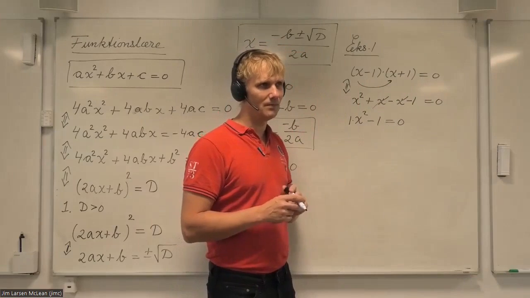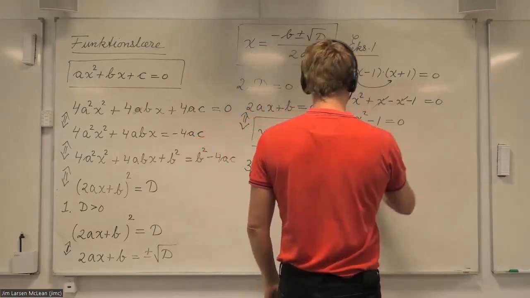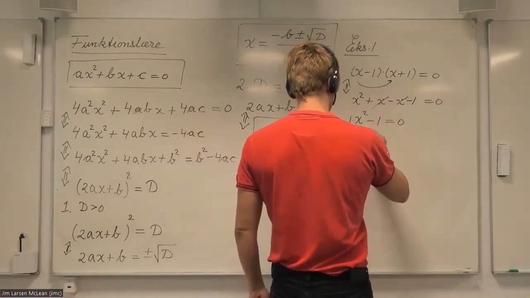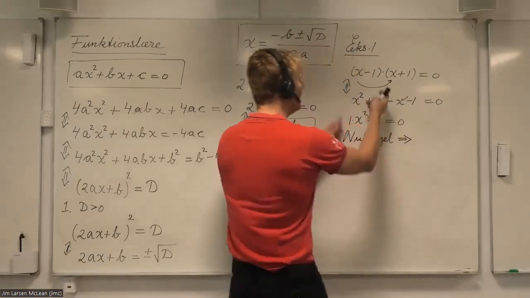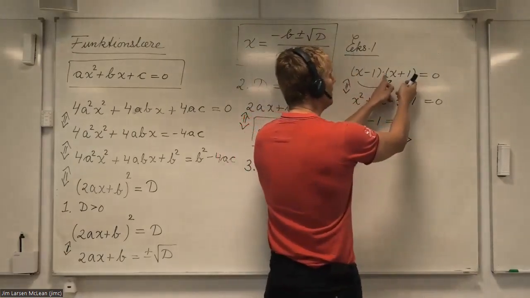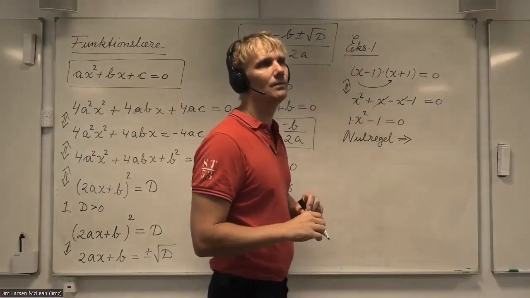And then you can solve with the zero product rule. So if you just look at this up here, you just have to write like this to the examiner. Dear examiner, I am using the zero product rule. And it tells me that either this must be 0 or this must be 0, because a product of two numbers can only be 0 if at least one of the numbers is 0.